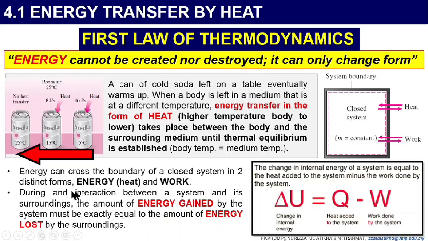So actually, from this sentence, we can derive the energy balance equation. So the change in internal energy of a system is equal to the heat added to the system minus the work done by the system. So we get delta U, change in internal energy, equal to Q, heat added to the system, minus W, work done by the system.